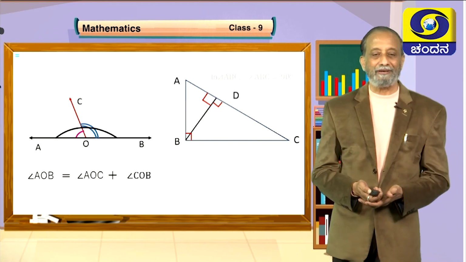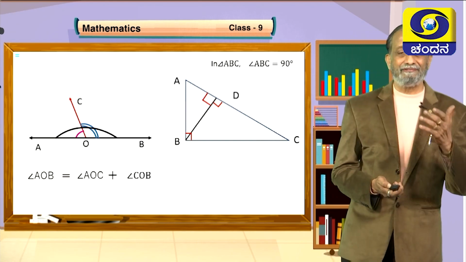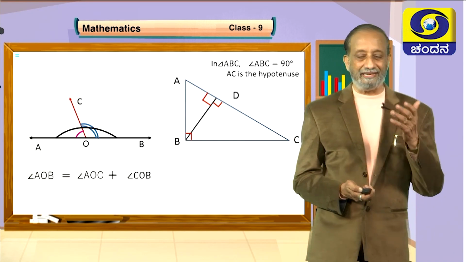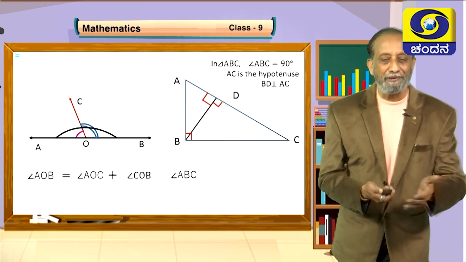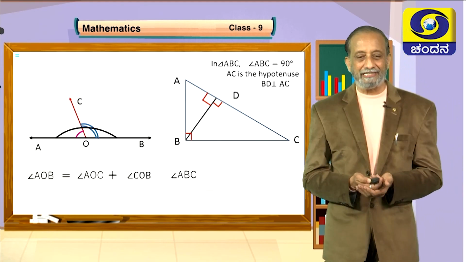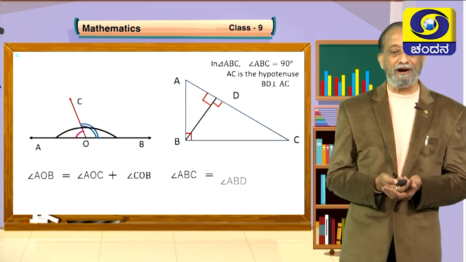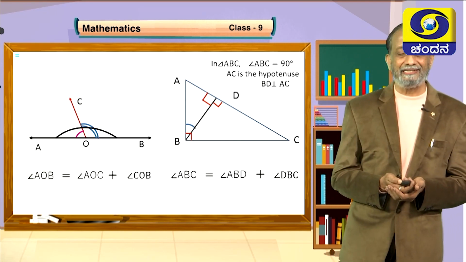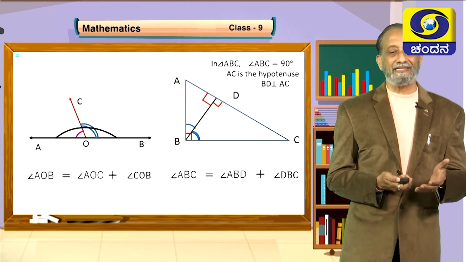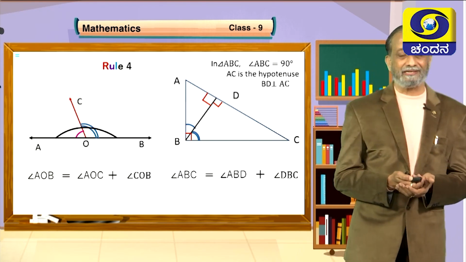Or one more example, here is a right angle triangle in which angle ABC is 90 degrees, AC is the hypotenuse and BD is drawn perpendicular to AC. Now, what about angle ABC, children? Can we split it as the sum of angle ABD, that is this angle, plus angle DBC? This is what rule number 4 is trying to tell us.